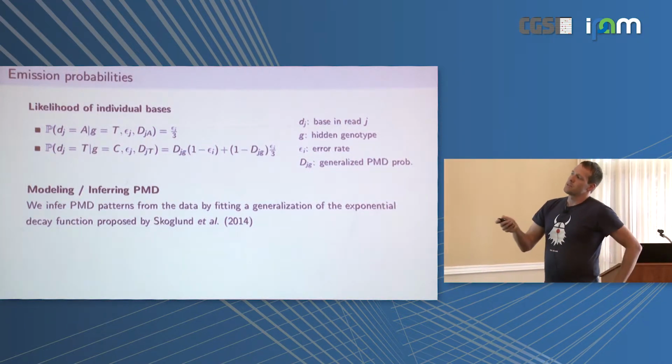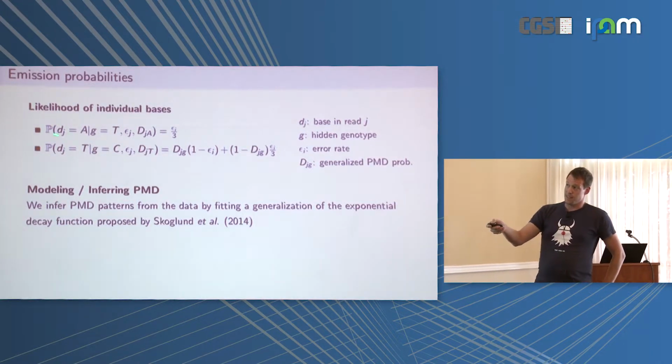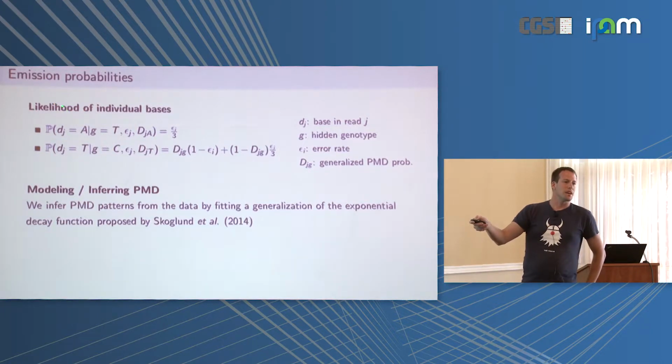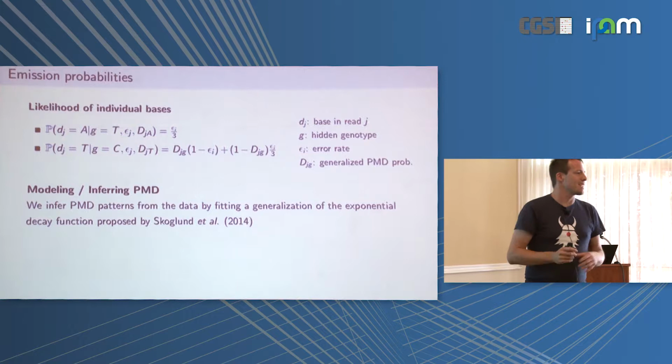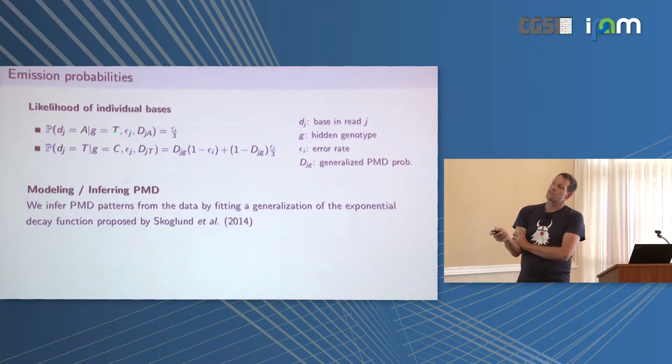I guess it's easier to explain that with a little example. So the question, for instance, is what's the probability that in a random read at a locus we're going to see an A, given that the genotype is a T, and given that we know the error rate, the machine estimate of the error rate of that particular location in the read. And here a D, which is a generalized postmortem damage probability that I'm going to go into a little later.